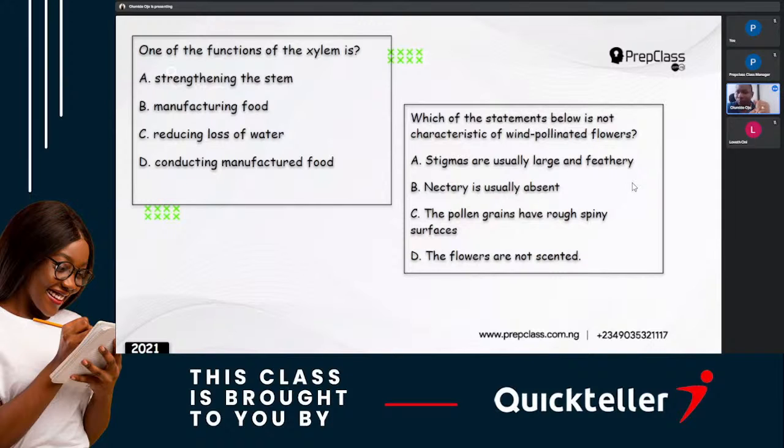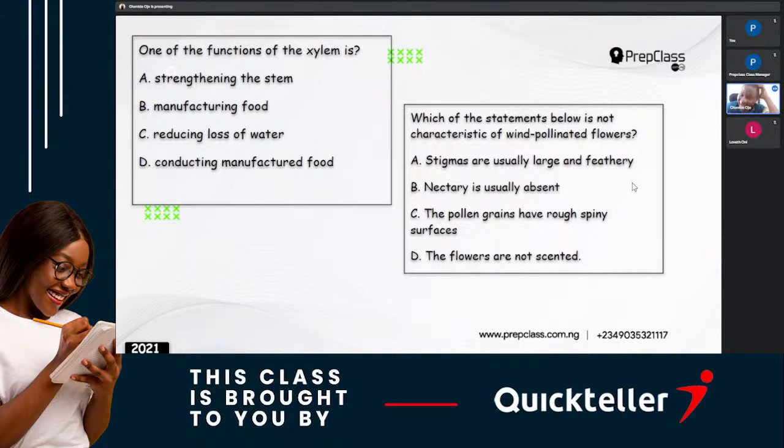One, no bright color, special odor, or nectar. They don't have bright color, they don't have special odor, and their nectar is very small. The reason why they don't have bright color is that they don't need anything to attract the wind.